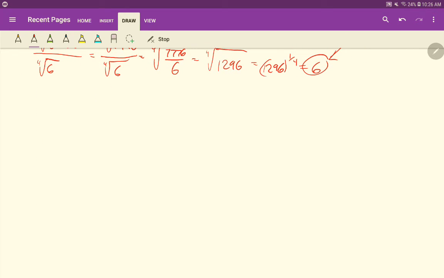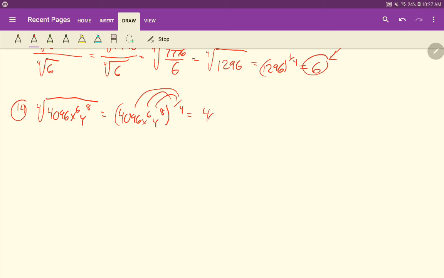And then finally, number 14. Okay, and then 14, we have the fourth root of 4,096 times x to the 6th y to the 8th. Okay, so again here, a couple options that you could do. I'm going to rewrite this fourth root as a 1/4 power, like so. And then you can distribute the power to each of the three pieces there. So it would be 4096 to the 1/4, x to the 6th to the 1/4, y to the 8th to the 1/4. Okay?